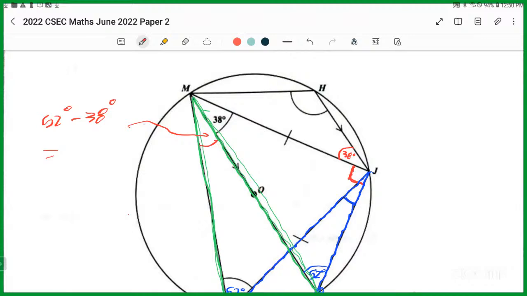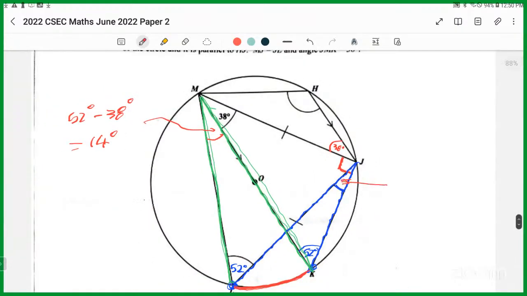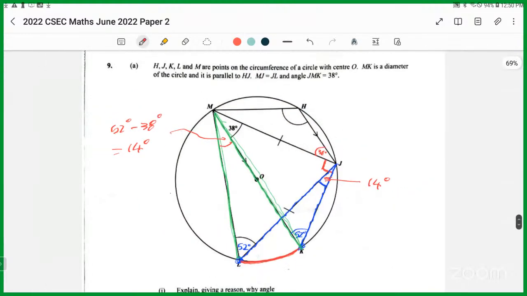Do you agree with that? Yes, sir. 52 minus 38 is 14 degrees. And so the angle over here that you want is also 14 degrees by the same segment rule. This is also 14 degrees. Now there might be other ways to do it, but that's the way I'm seeing right now. Those two angles are subtended by the same arc and the same segment, so they are equal.